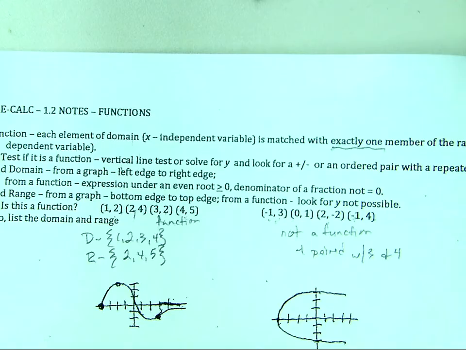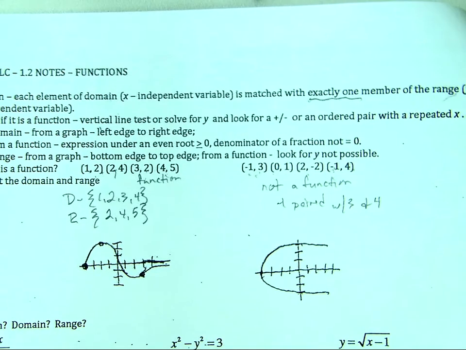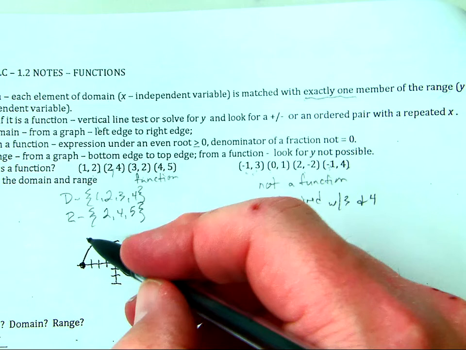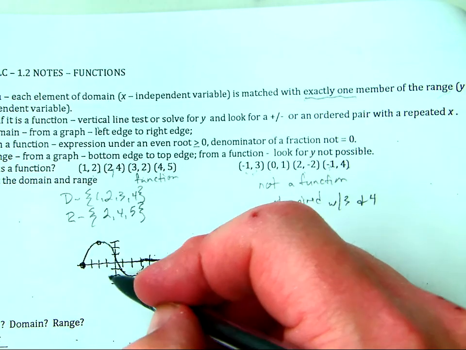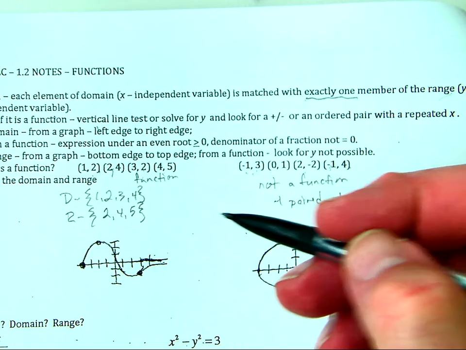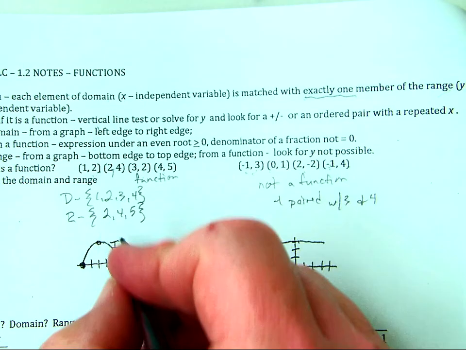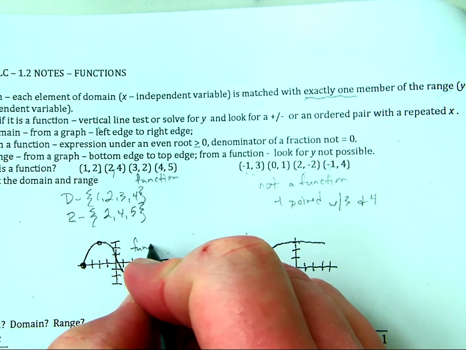Now, I mentioned before, if it's a graph, that's an easy way to tell if it's a function: the vertical line test. So if we look at this graph, if I drew a vertical line anywhere possible, does it ever cross that graph in more than one point? No. So this one is a function.